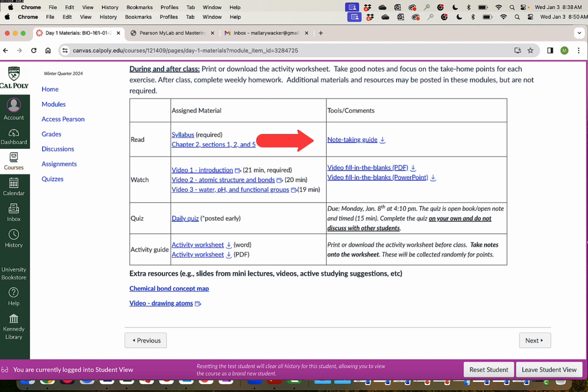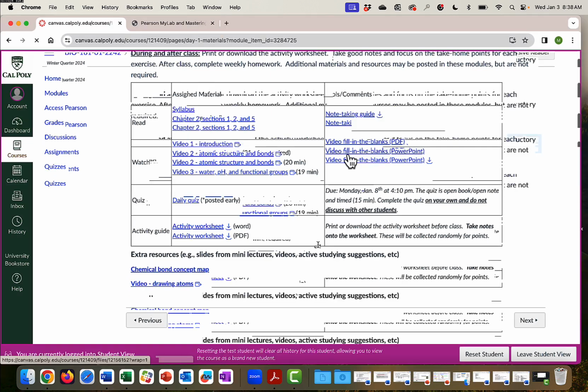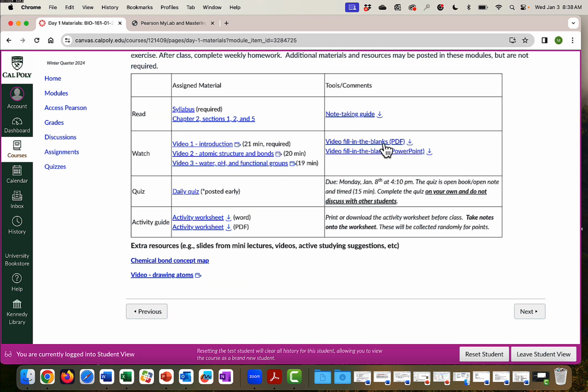So if you click on this, you'll download a Word document that asks you questions that go along with the reading. And so you can just type in the answers. And then for over here, we have these PowerPoints that I use for the lectures, for the video lectures. And so you can click on these and they're fill in the blanks. So I've taken out the text, which are the important areas for you to focus on. And so you can write in the notes for that.